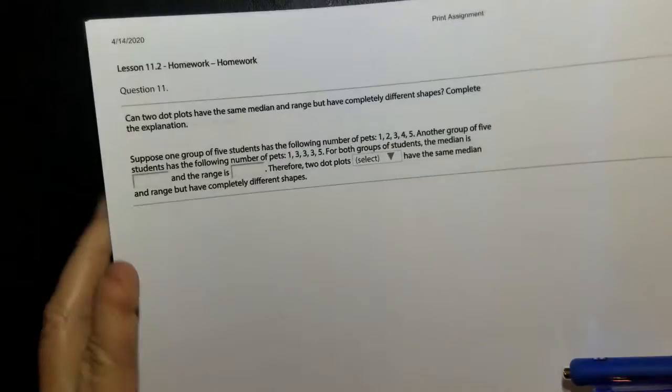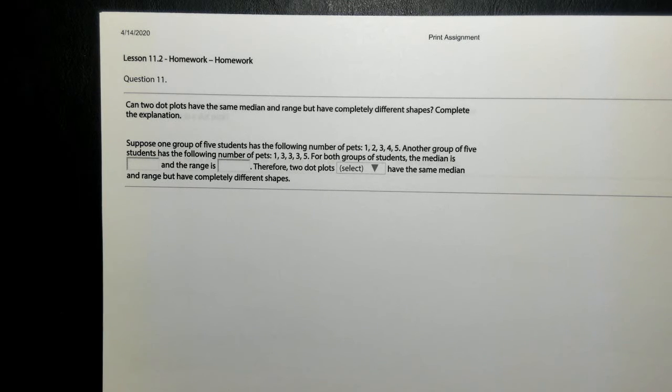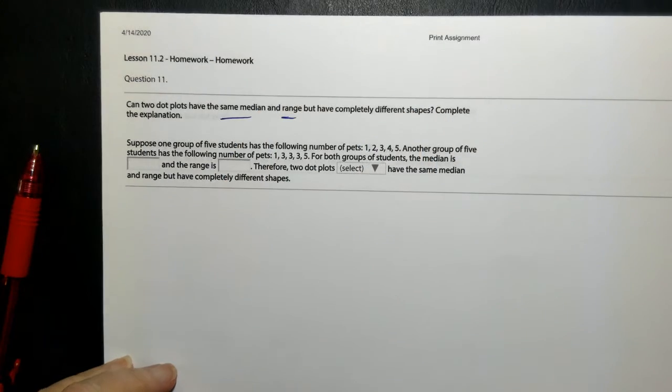We're actually almost done. You can see how straightforward looking at graphs and interpreting them is. As long as you understand the key mathematical definitions, you just apply them over and over. So let's look at this one. Now I'm going to take my time on this one. Can 2 dot plots have the same median and range but have completely different shapes?